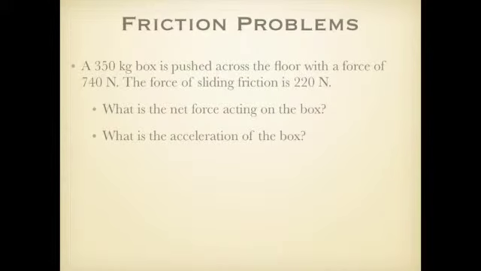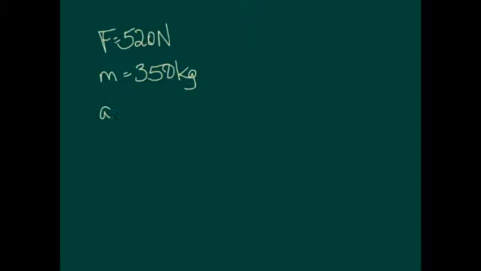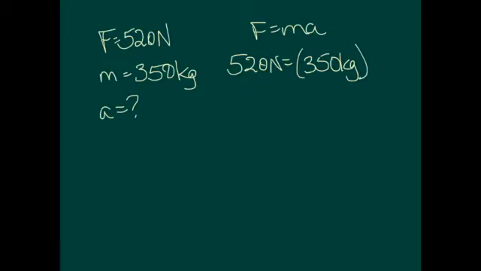Now I want to know what is the acceleration of the box. The acceleration the box moves with would be the net acceleration, so we're going to use the net force to find this. Write down your given information. You just found that the net force is 520 newtons. You know the mass is 350 kilograms. Find a. And of course, F is always equal to ma. So write down your equation, plug in the values that you know, and put it in the calculator. If you've done all that correctly, you should find the acceleration to be 1.5 meters per second squared.